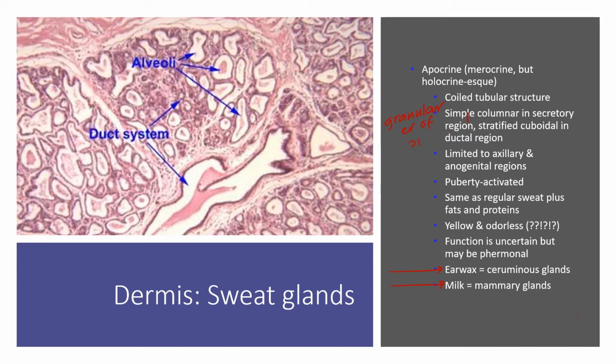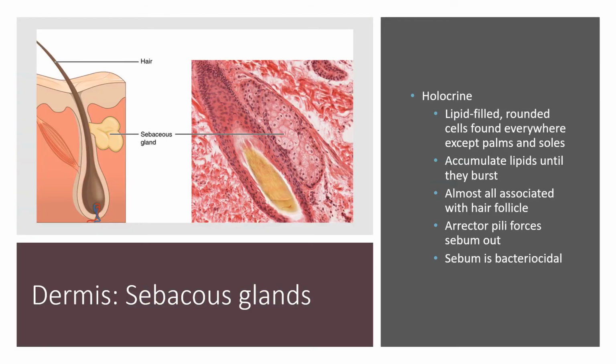Your mammary glands are also modified apocrine glands, and those secrete milk after a mother has a baby. Your sebaceous glands are also known as oil glands. And these function by holocrine secretion.